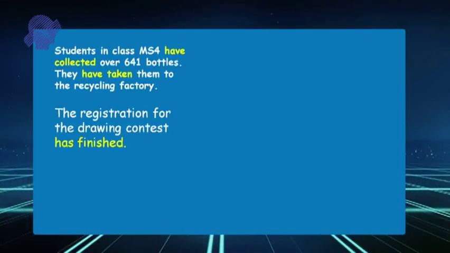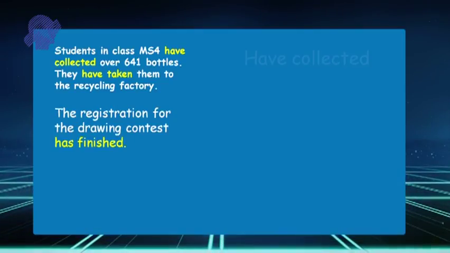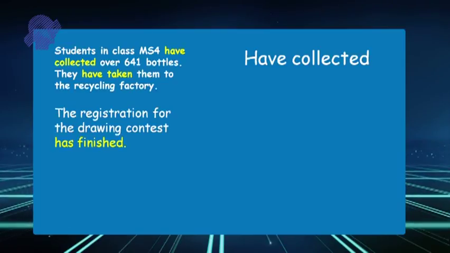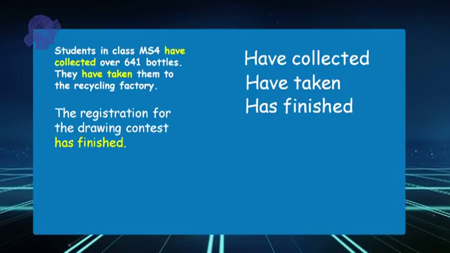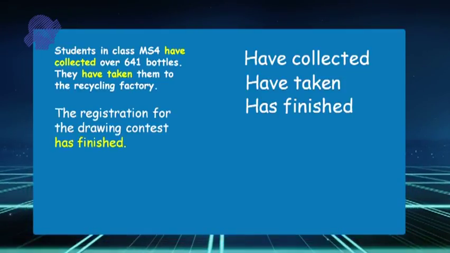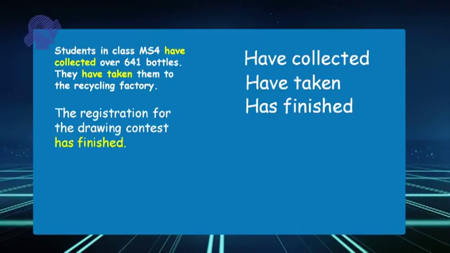Now, let's move to the grammar review, with a revision of the present perfect simple tense. Okay, so let's together observe the verbs in the following school notice board. You will notice that all the verbs are in the present perfect tense. So have collected, have taken, has finished. The three verbs have collected, have taken, and has finished are in the present perfect simple tense.